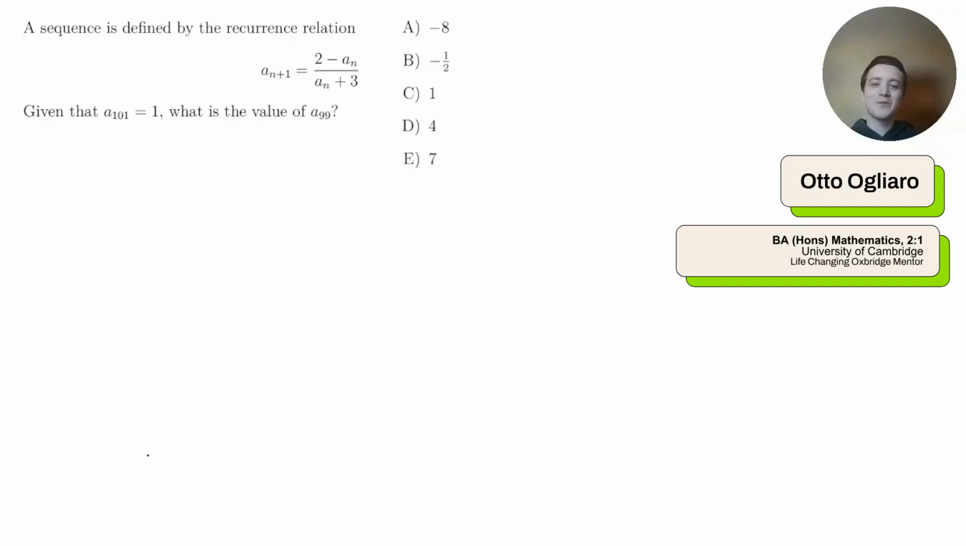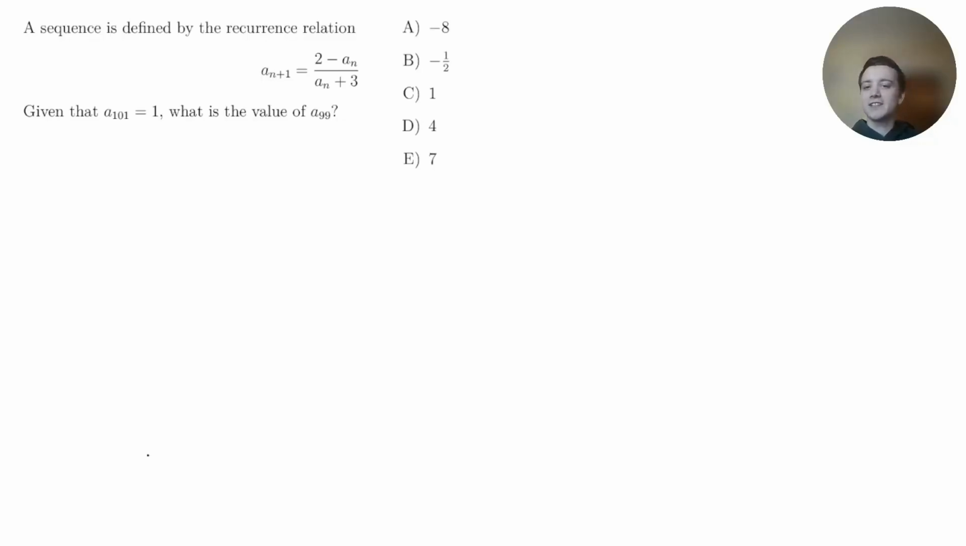Hello and welcome. Today we're going to be looking at a question which may or may not be heavily based on a question that was asked in the TMUA 2026 paper 1. This is a recurrence relation question, but it's a slightly unusual one since it's essentially asking us to walk the recurrence relation backwards instead of forwards.